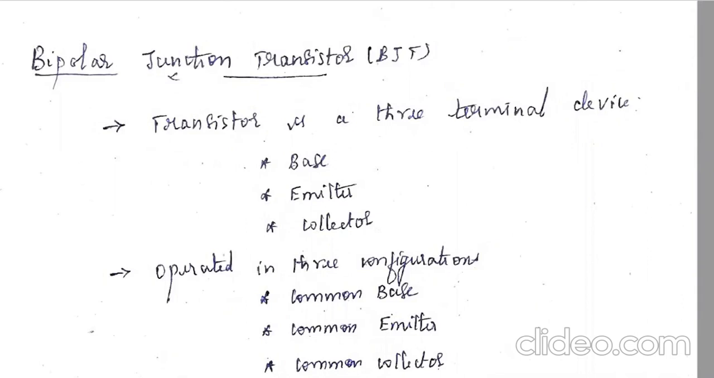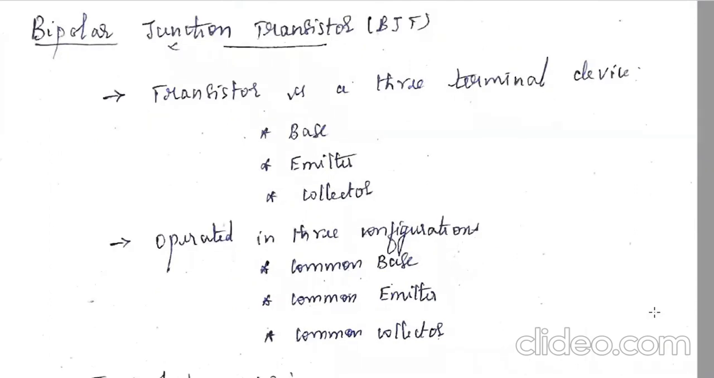What is a bipolar junction transistor? A transistor is a three-terminal device and the three terminals are base, emitter and collector, and this transistor can be operated in three configurations, namely common emitter configuration, common base configuration and common collector configuration. So based on the configuration in which the transistor is operated, it can be used as a voltage amplification or a current amplification circuit. And how is the amplification done in a transistor?